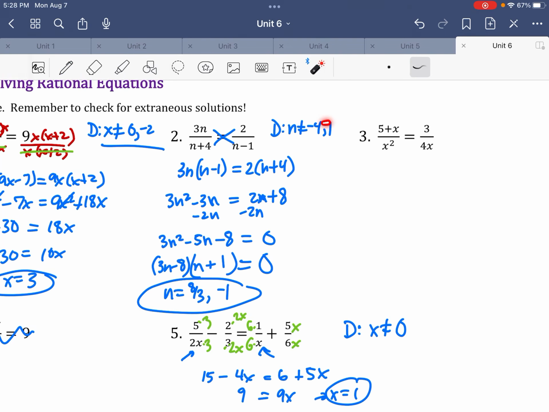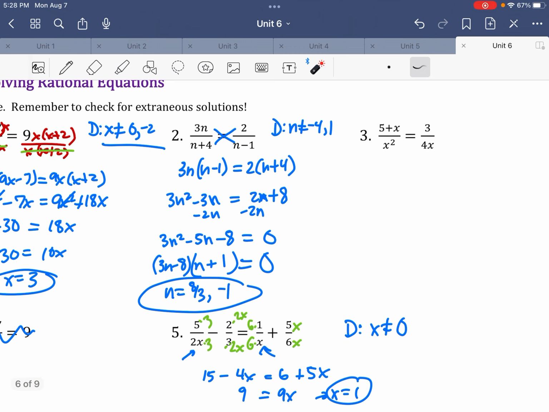Now, if this had said -1 here, then I would have written it down, but then I would have crossed off this answer, and I would have only answered this. If you have a solution like that, it's called an extraneous solution. It's not allowed. If it actually comes up in your answer, this one didn't, but if it does, you cross it off and say you don't accept it.